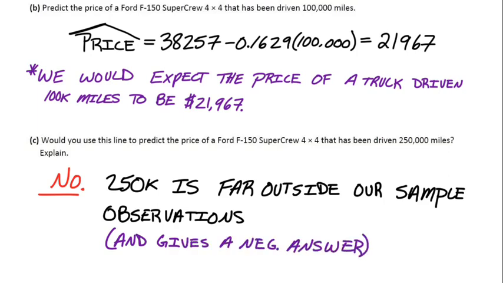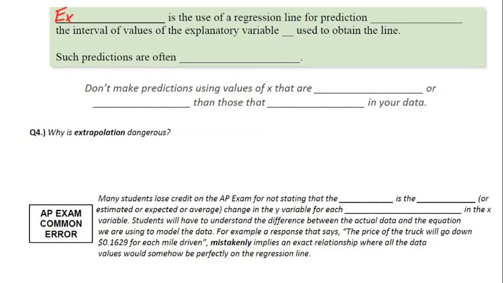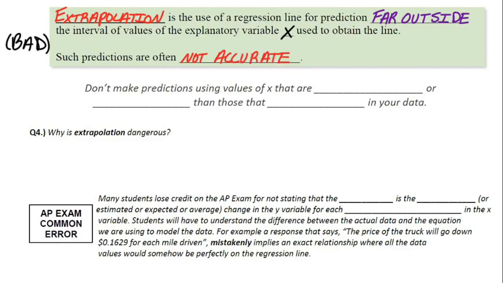So again, this would be extrapolation. This would be a bad thing. Like you're making guesses about values that are way outside a reasonable range or the type of values that you have already. Okay, so that's actually the last little bit here, extrapolation. Extrapolation is when you use a regression line to make predictions that are far outside the values you have for X. And they're often not accurate. So this is a bad thing. You don't want to extrapolate. You don't want to make guesses that are way outside your range of values.